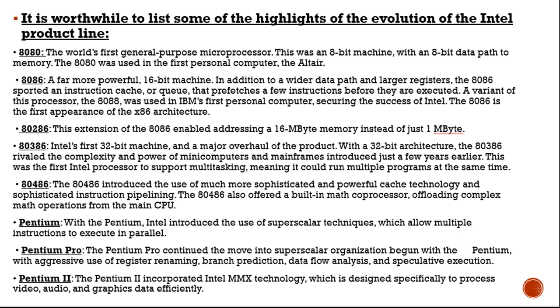Then two 16-bit microprocessors were created, named the 8086 and the 80286. Then the 80386, which was Intel's first 32-bit microprocessor, was created. Then Intel created the Pentium microprocessor, in which they used superscalar techniques, which allow multiple instructions to execute in parallel. The Pentium 2 is also a modern microprocessor.